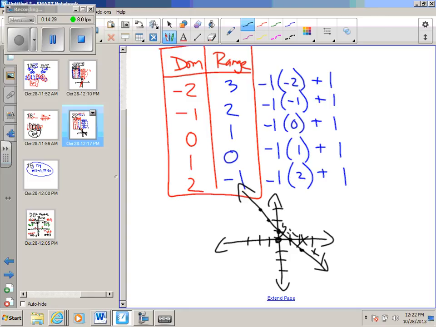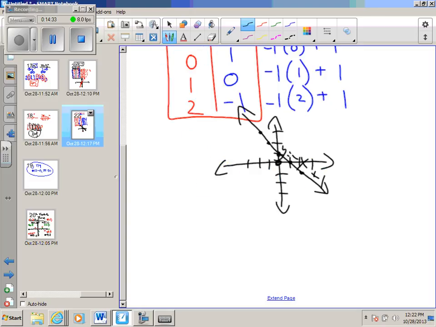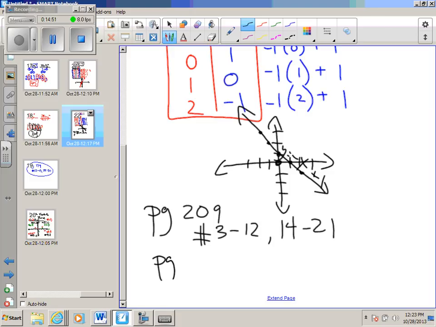For an assignment, I'm going to give you page 209, numbers 3 through 12, and 14 to 21. And then on page 210, let's do number 25.